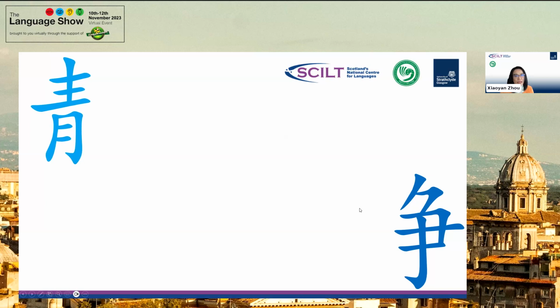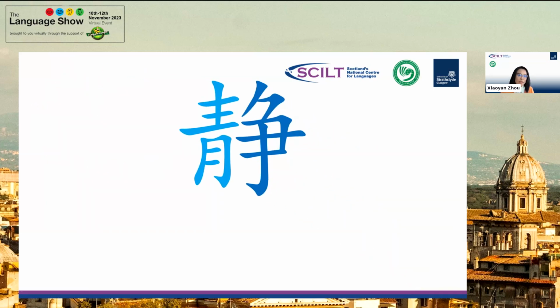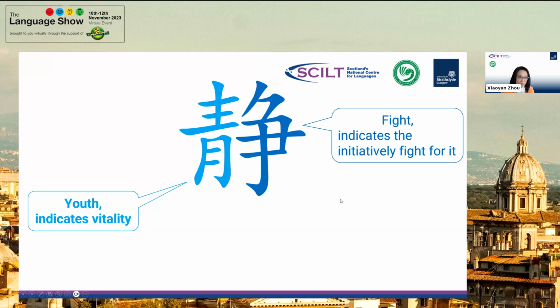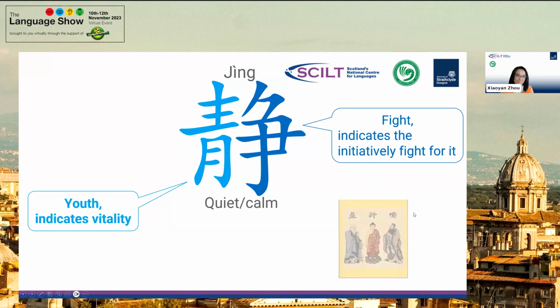Okay, I gave you another example. These parts can be used to make up both a radical and its characters too. The left part means youth or vitality. And the right part means fight, or initiatively fight for it. Together, it means quiet or calm. The concept of Jing is actually a calm state of mind, but full of competitiveness in practice. The most important thing is that quiet carries the core values and ideological connotations of China's three mainstream philosophies: Confucianism, Buddhism, and Taoism.